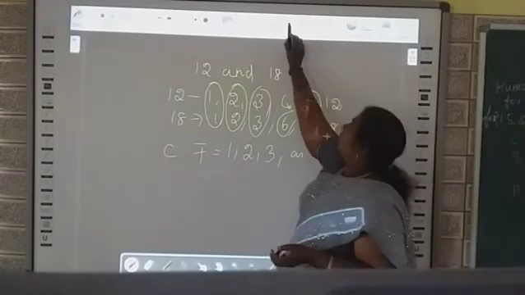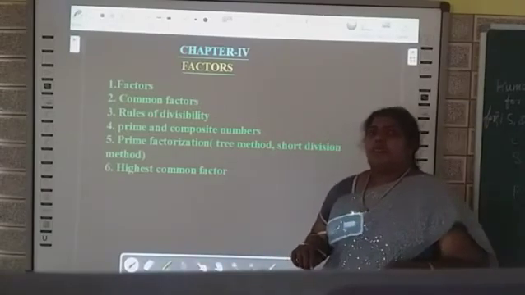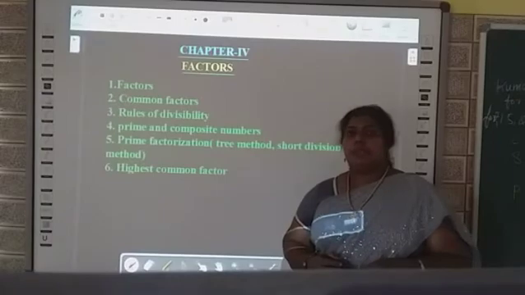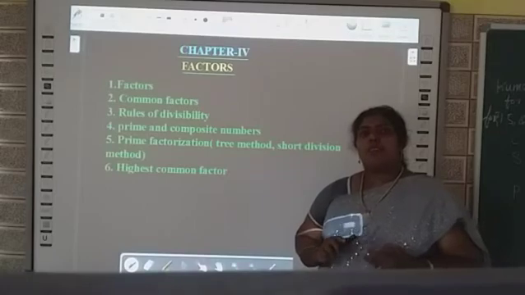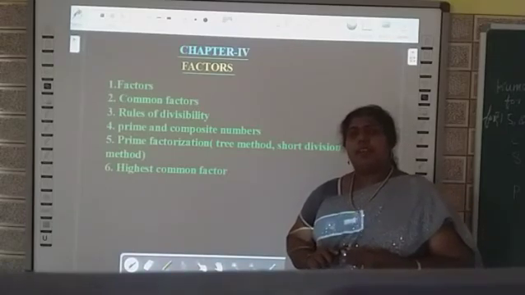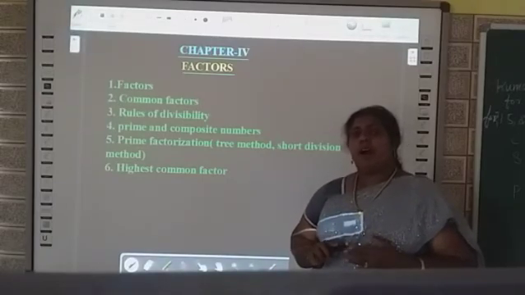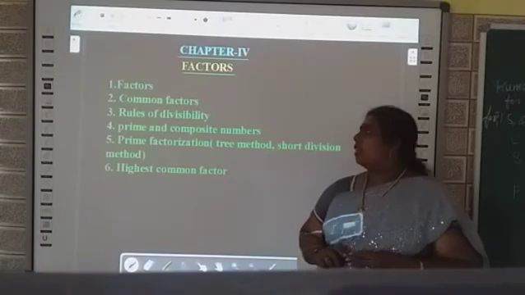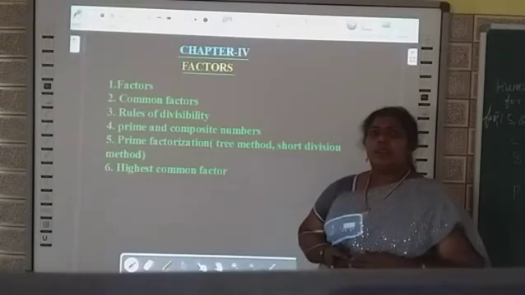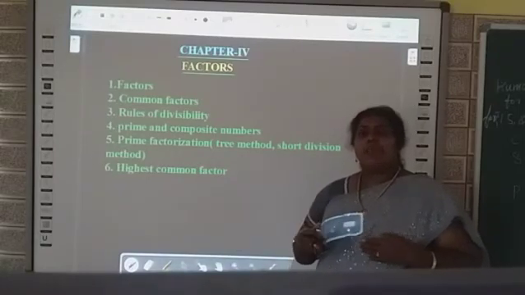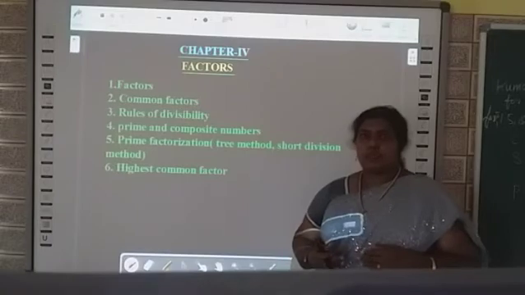Next is rules of divisibility. Do you remember? Divisible by 2, 3, 4, 5, 6 and 9. You will learn these. So the first rule, divisibility by 2: the rule is that if the last digit is an even number or 0, then we can divide that number by 2.